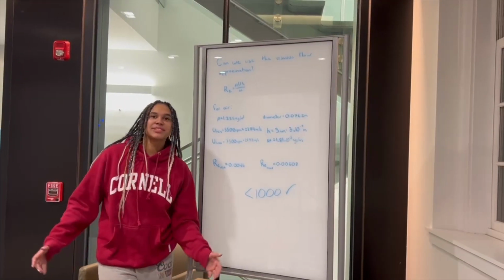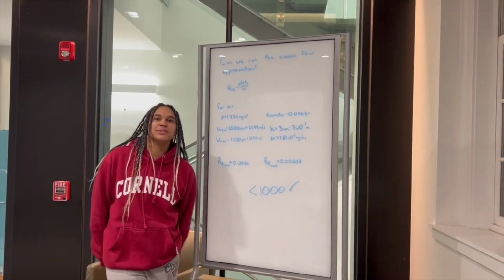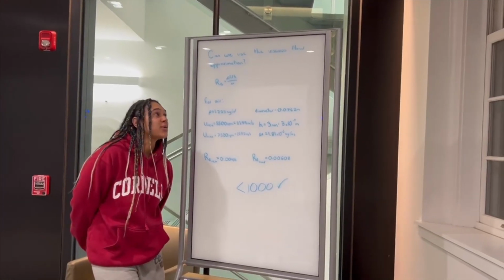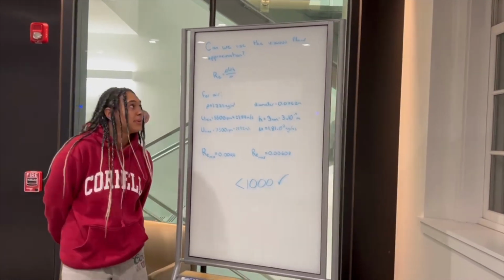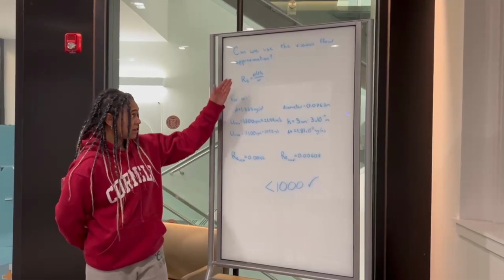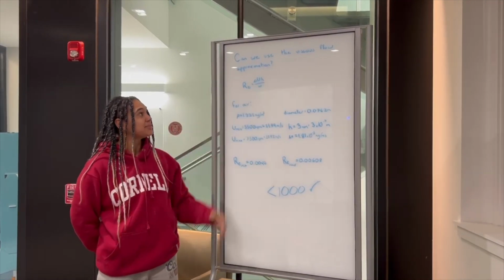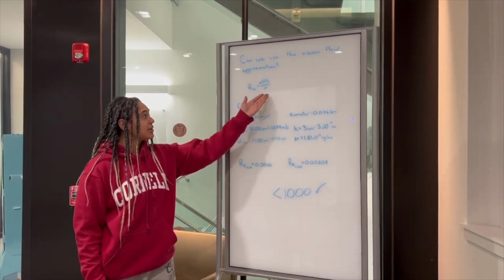Okay, so in order for us to figure out which governing equations we can use to model the system, we have to do a quick quantitative analysis for the Reynolds number in order to figure out if we can use the viscous flow approximation. So there's our equation for the Reynolds number.